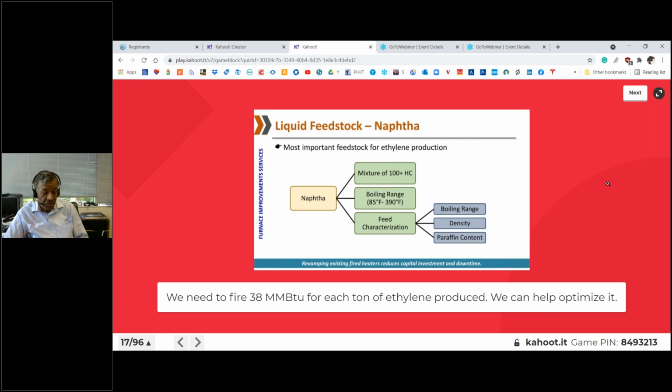Naphtha can also be analyzed based on density, and also based on the content of paraffin, isoalkanes, olefins, naphthenes, and aromatics. It's called PIONA analysis. So the feedstock has a potential for a big range of products that can be achieved.